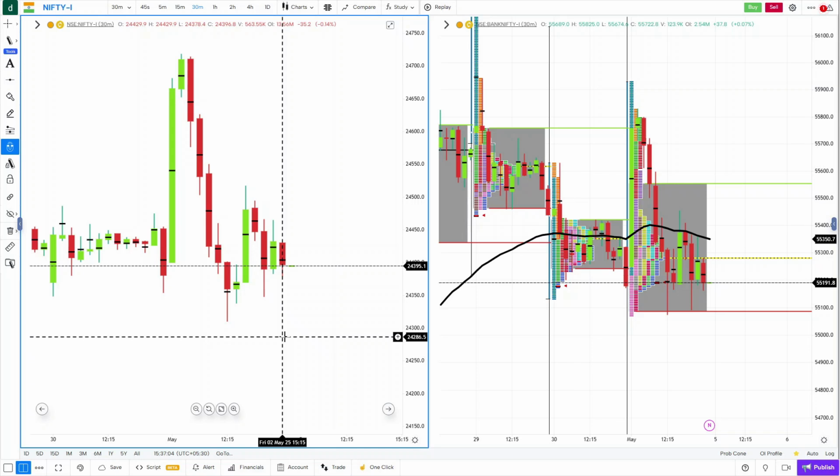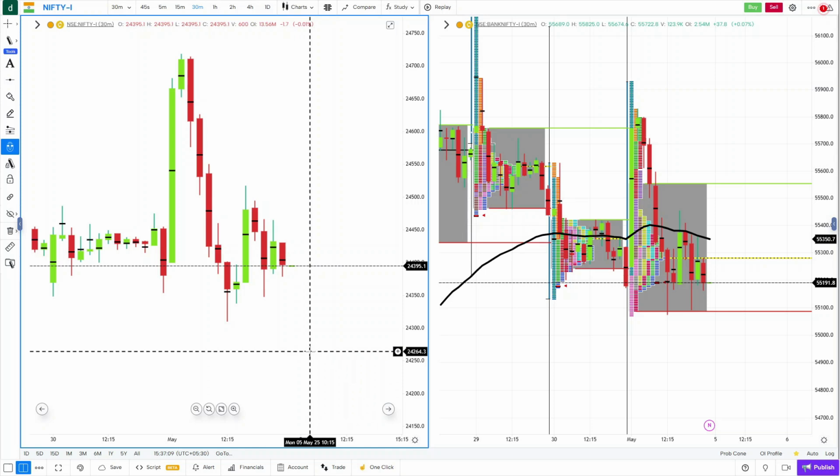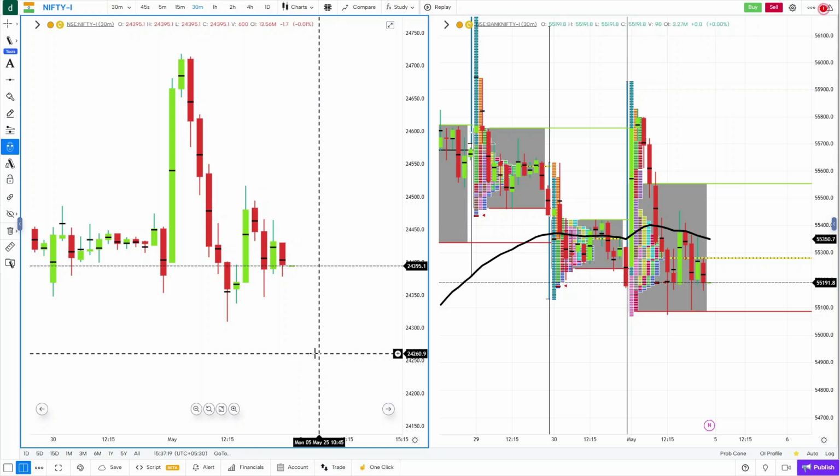Later on, we will also look at the key levels we need to watch for Monday in both Nifty and Bank Nifty.